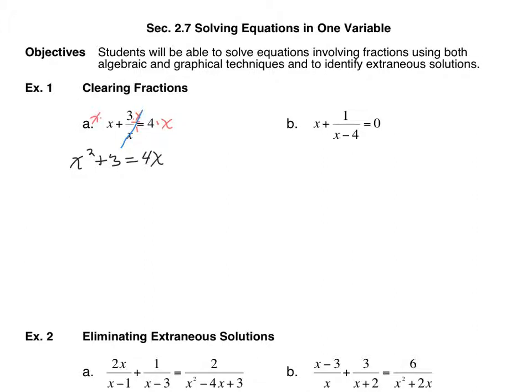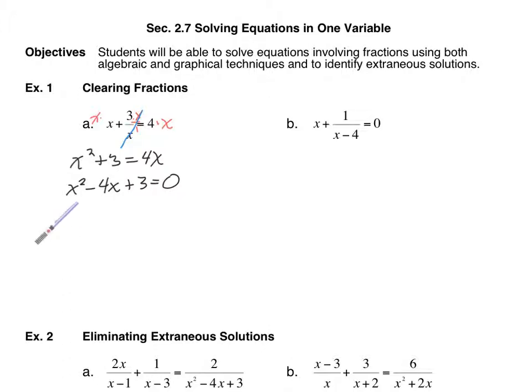Now that equation I can solve. How am I going to solve that? To solve an equation, maybe the quadratic formula, or I could factor. But right now, in the form that it's in, can I leave it this way? I have to have 0 on one side. Good. So I'm going to move the 4x to the left by subtracting it. So I get x squared minus 4x plus 3 equals 0.